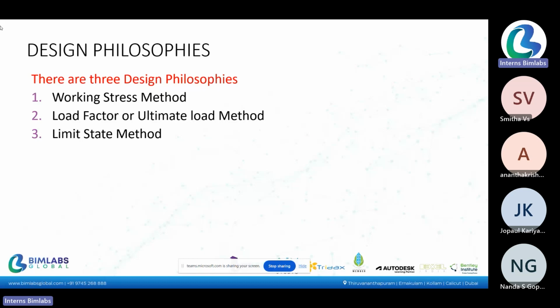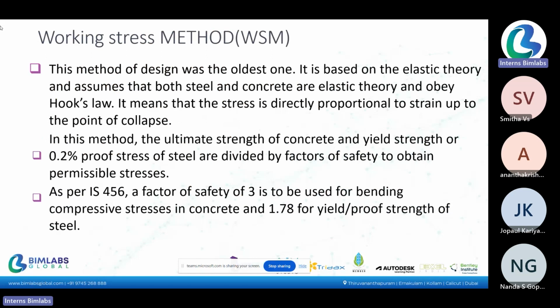Before that, we had a lot of philosophies. Now we are coming to an end, and these three are the major ones which have been used until date. Coming to the working stress method, this is one of the oldest methods, and it is based on the elastic theory, which assumes that both steel and concrete are elastic and obey Hooke's law. I hope all of you know what Hooke's law is. Hooke's law is nothing but stress being directly proportional to strain up to the point of collapse.